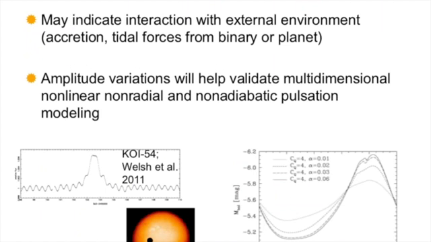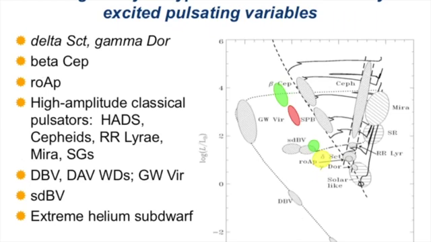They may indicate also an interaction with an external environment, like a planet or a binary star that we can't see, or tell us something about accretion from a disk or a nearby star. And they can also help us to validate multidimensional nonlinear pulsation modeling that we're just starting to do in recent years. So amplitude and frequency variations, despite being unexpected, have actually been observed in nearly every type of pulsating variable, again, including our Delta Scuti and Gamma Dor stars, stars on the main sequence, rapidly oscillating Ap stars, even in white dwarf stars. So they're everywhere.